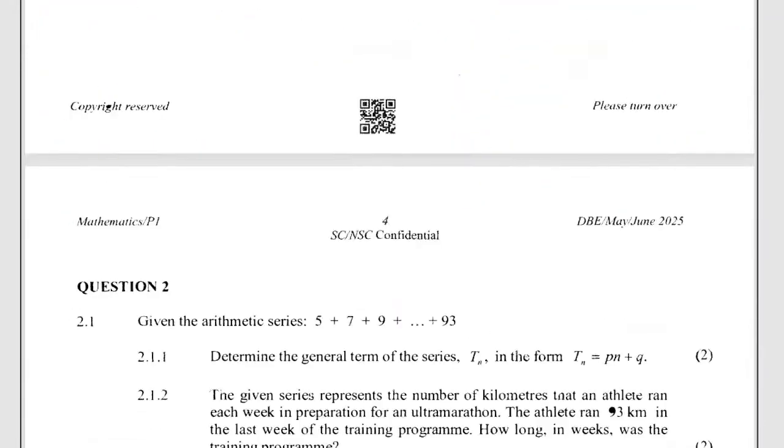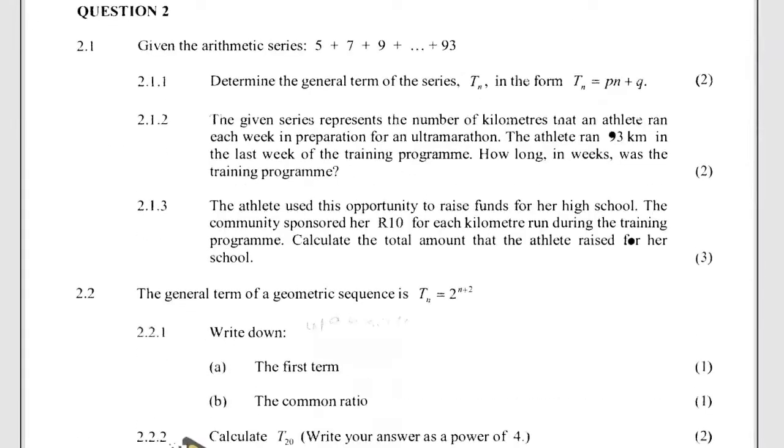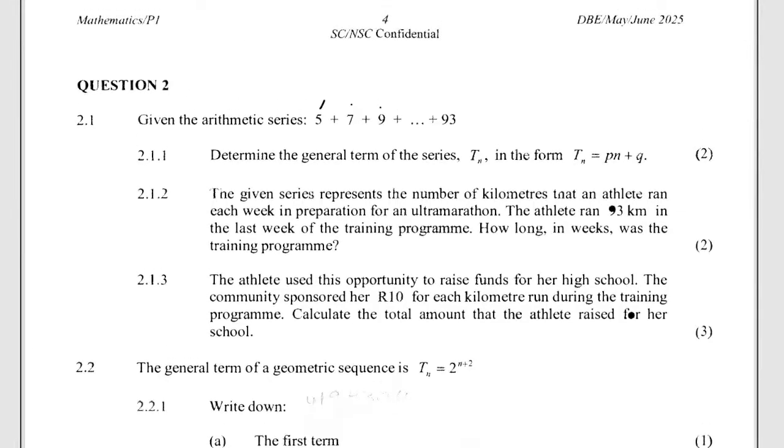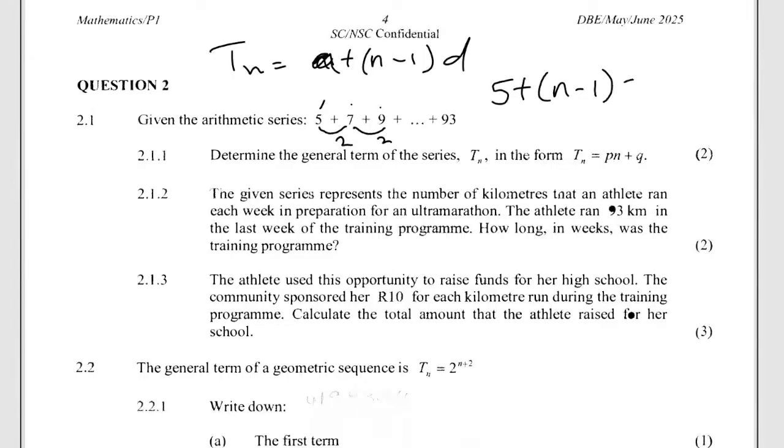All right, then question number 2. Given the arithmetic series 5, 7, 9, up until 93, they want us to determine the general term. Since it's arithmetic, we know that Tn is given as a plus n minus 1 into d. Our a is 5, and the common difference is 2. So 5 plus n minus 1 into 2.